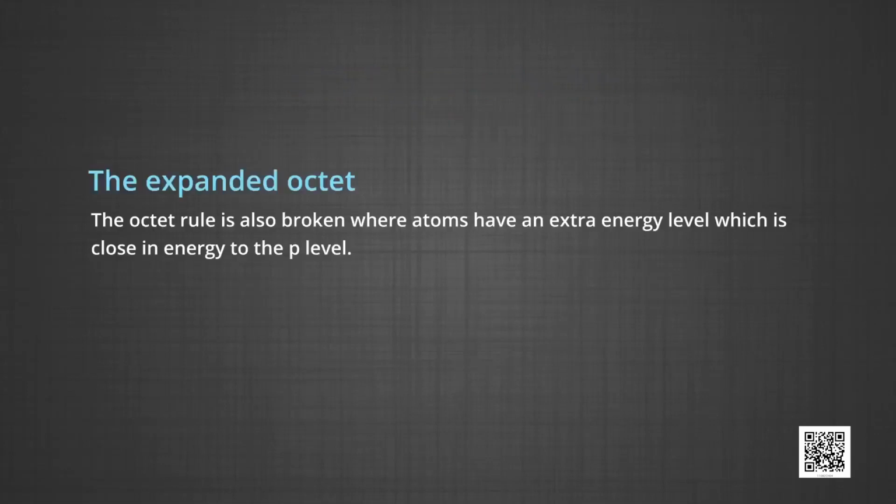The expanded octet. The octet rule is also broken where atoms have an extra energy level which is close in energy to the p level. For example, elements in and beyond the third period of the periodic table have, apart from 3s and 3p orbitals, 3d orbitals also available for bonding. In a number of compounds of these elements, there are more than 8 valence electrons around the central atom. This is termed as the expanded octet. Obviously, the octet rule does not apply in such cases.